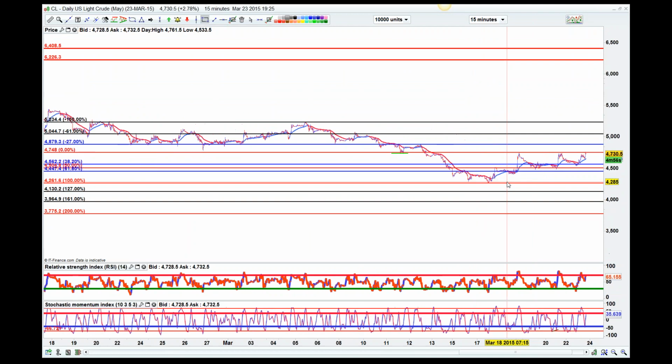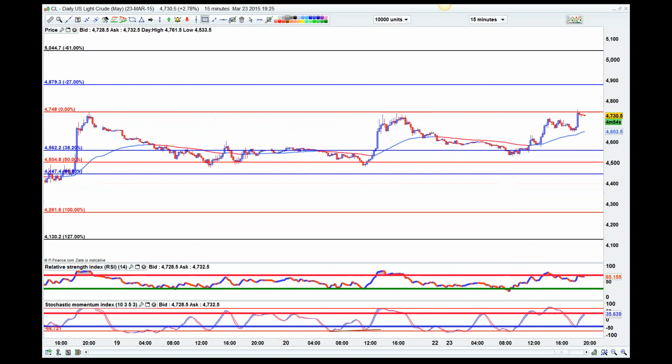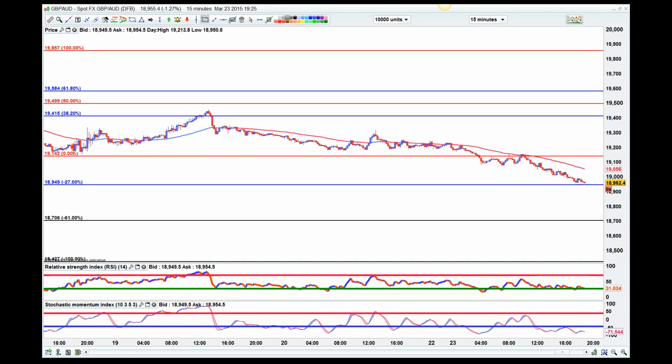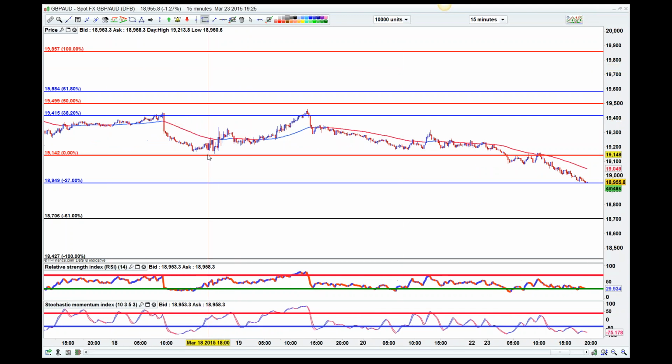Just want to show you this instrument. This was good. You can see how this one... See, I had the fibs on the lows of the 18th and the high of the 19th.